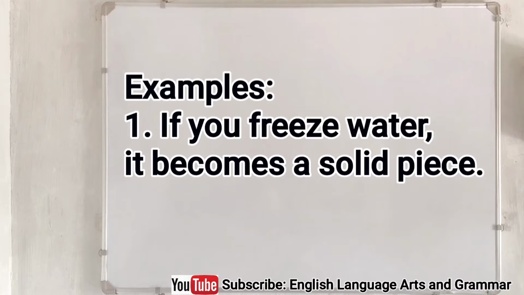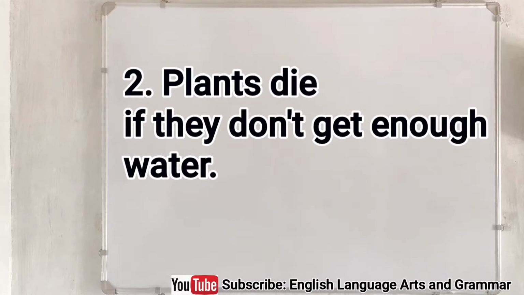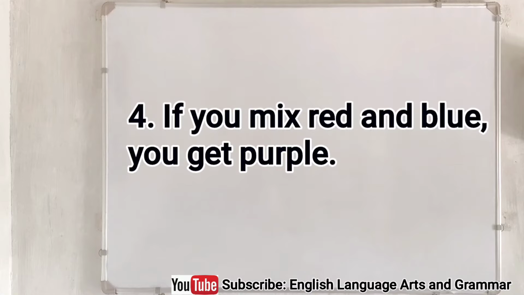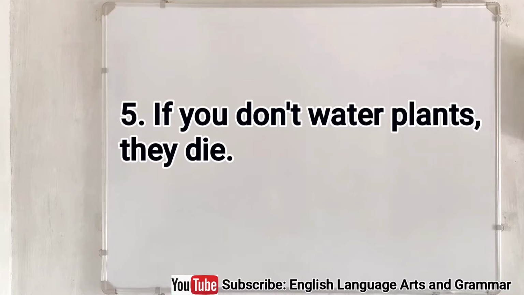If you freeze water, it becomes a solid piece. Example 2. Plants die if they don't get enough water. Example 3. If the public transport is efficient, people stop using their cars. Example 4. If you mix red and blue, you get purple. Example 5. If you don't water plants, they die.